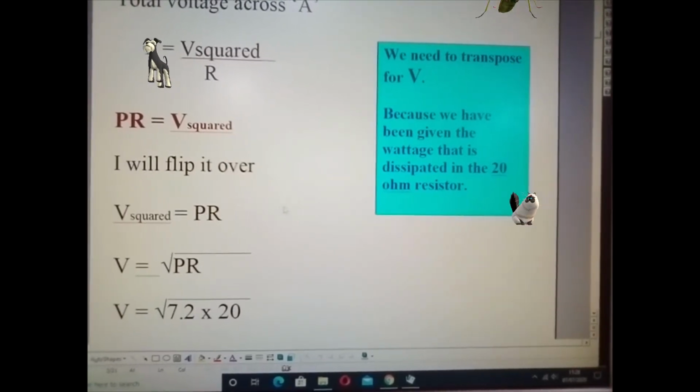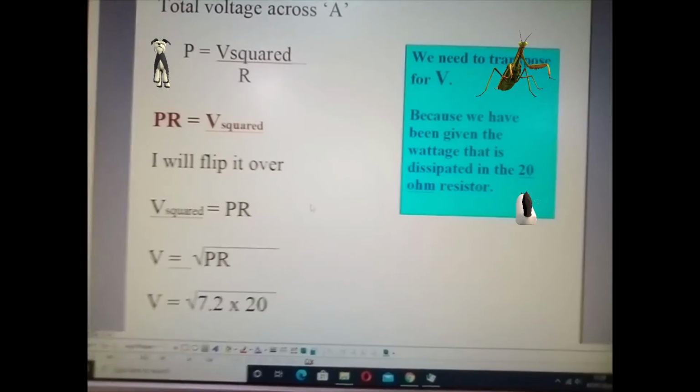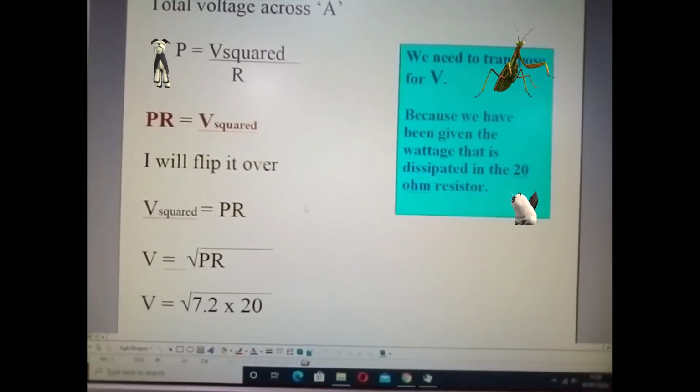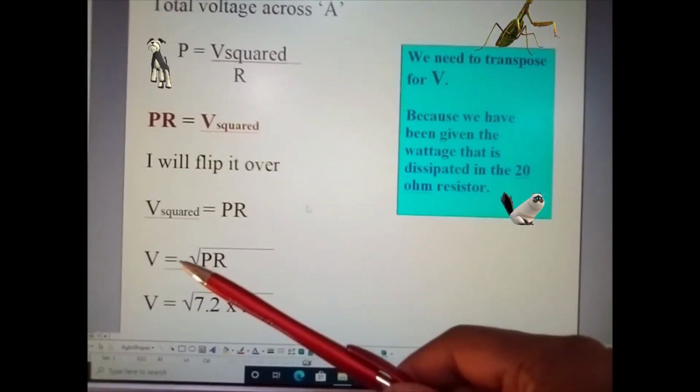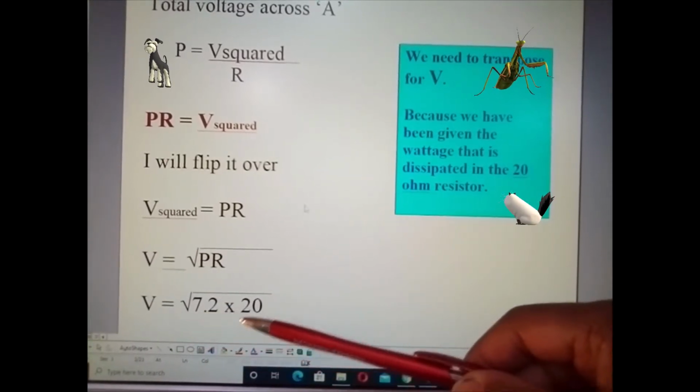Okay, yes, that is correct. It's okay, I was just doing my own calculation, checking that that did come out correctly. Okay, so here you have V equals square root of P times R. We know that 7.2 has been given times 20, okay?